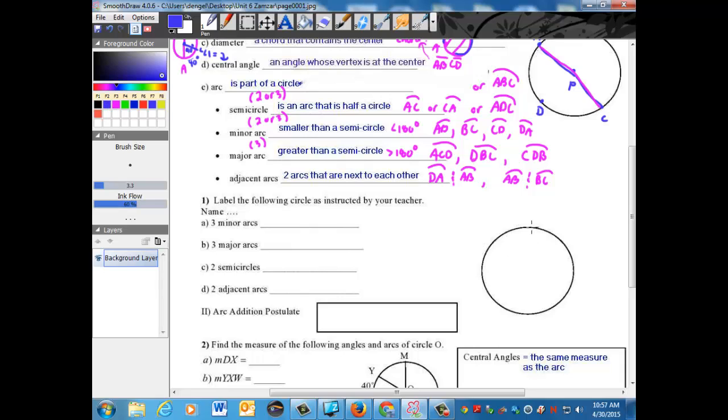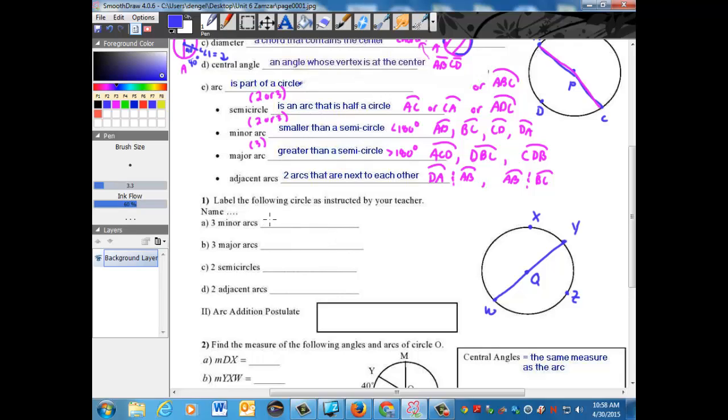Alright, next drawing, please put point X here. We're going to place point Y here. Point Q is our center. Point W goes down here. We're going to draw a diameter. And then point Z will go down below. Alright, label the following circle.